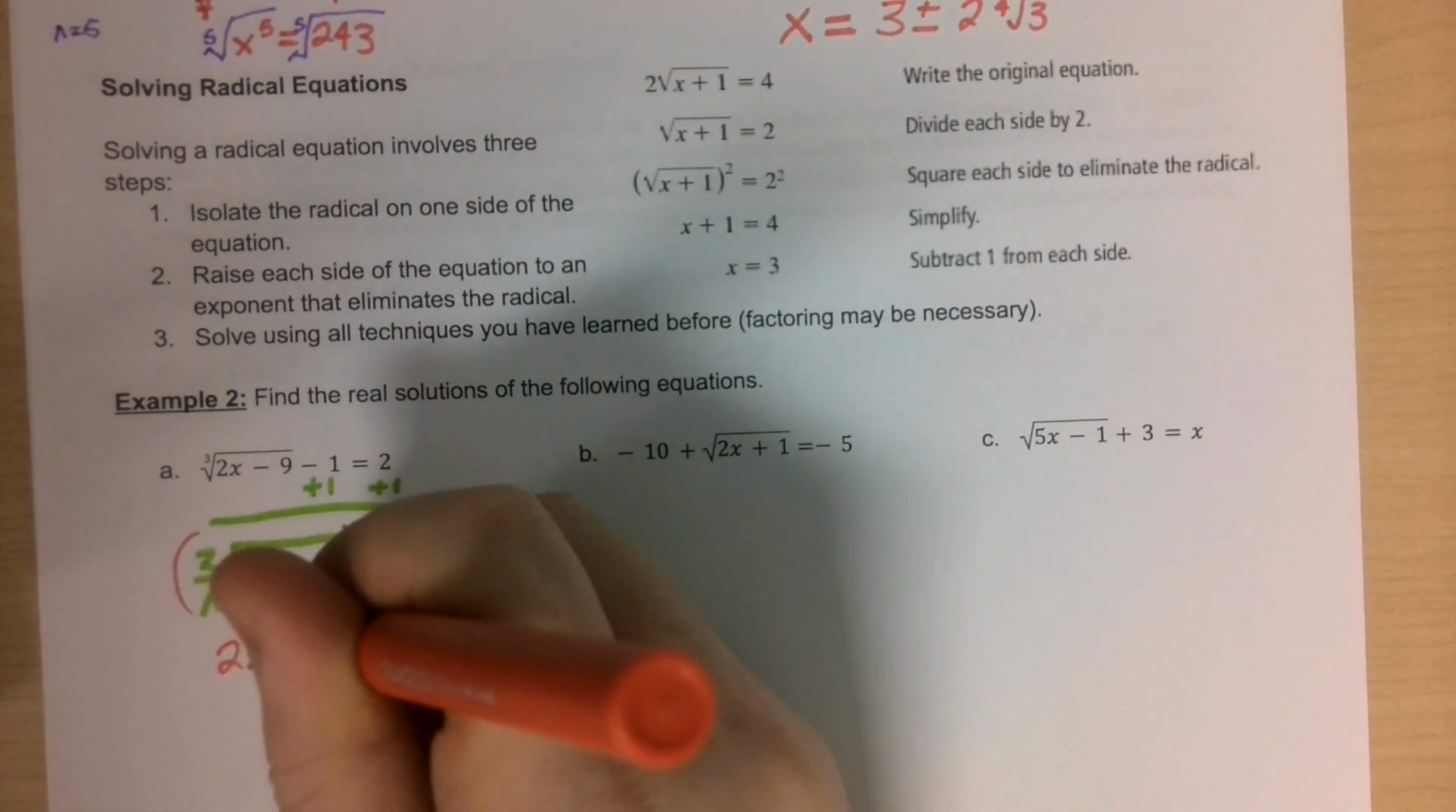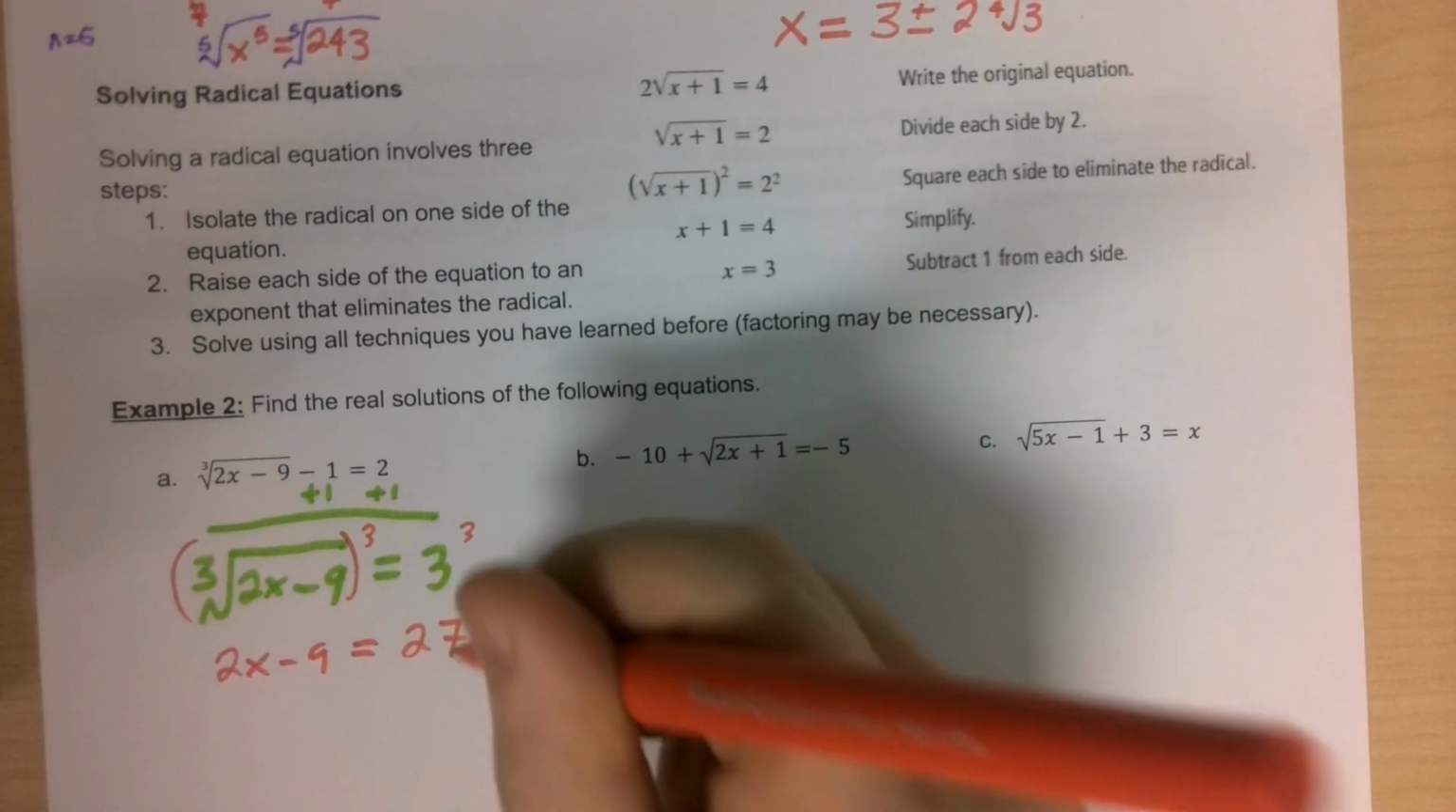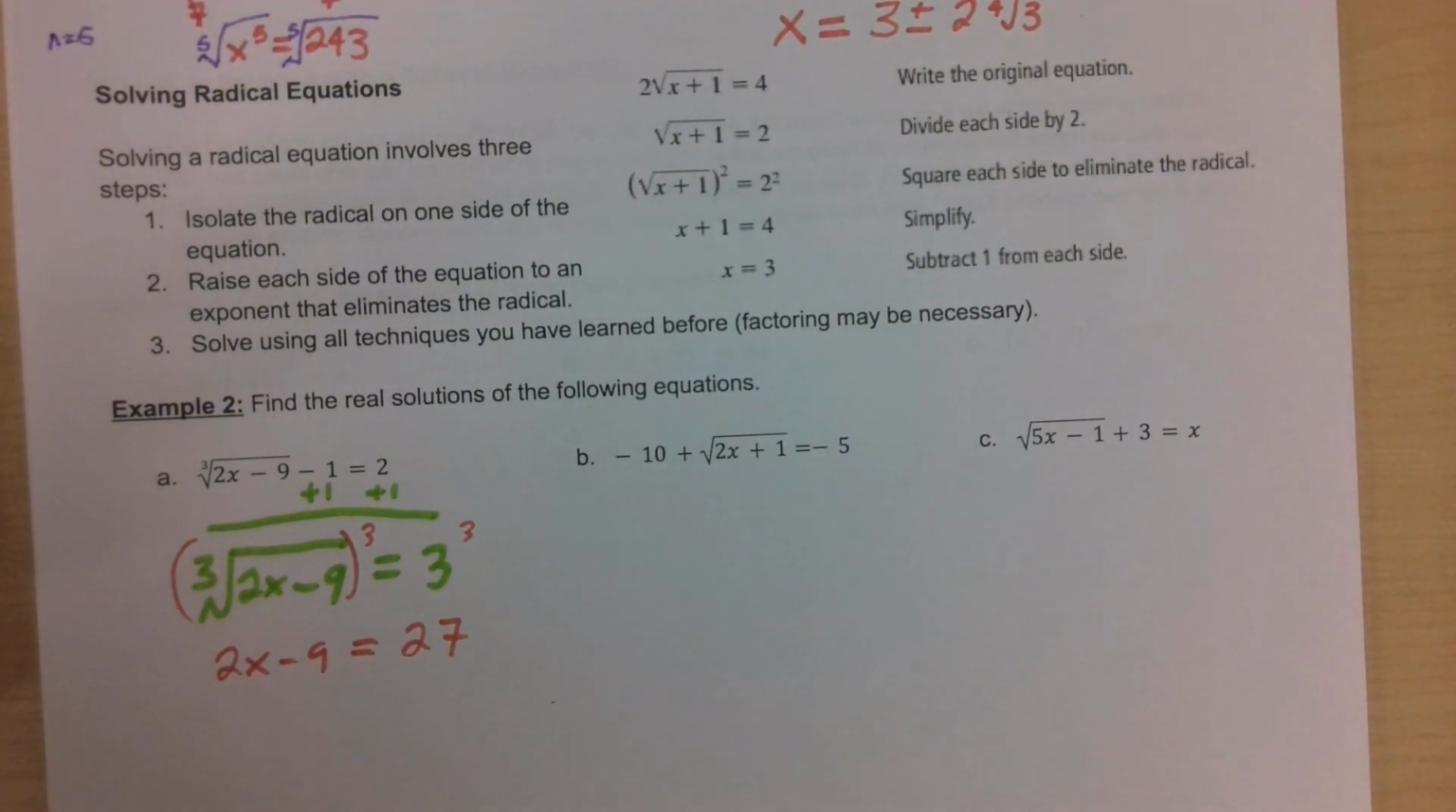We're left with 2x minus 9 equals 27, and this is much easier to solve. We just add 9 to both sides and divide by 2.